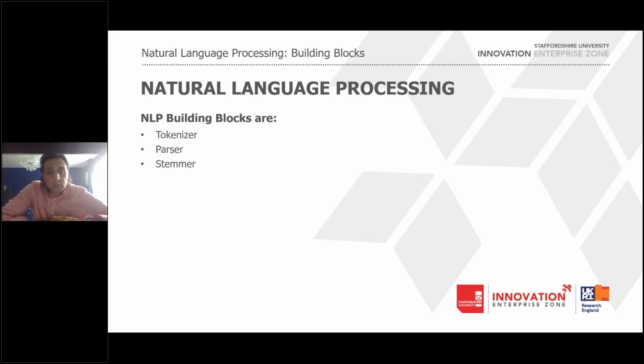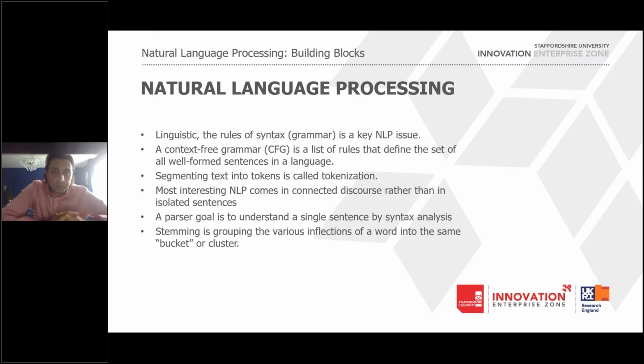So the main building blocks for our natural language processing solutions are the tokenizer, parser, and stemmer. If you look at the main components and requirements for natural language processing, it is to follow the linguistics, which are the rules of syntax and grammar, which is a key natural language processing issue, to make sure that we are following these linguistic rules, and to build what we call a context-free grammar, which is a list of rules which define the set of all well-formed sentences in a language.